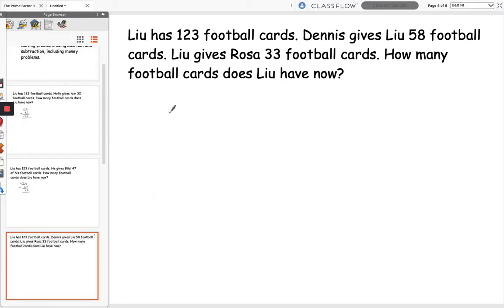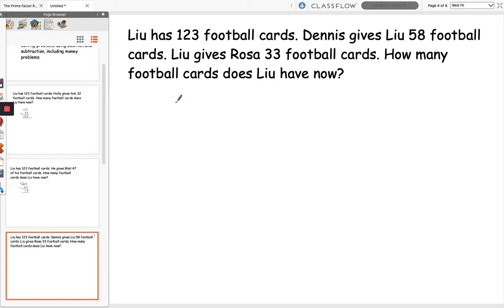So this one, Liu has 123 football cards. Dennis gives Liu 58 football cards. Liu gives Rosa 33 football cards. How many football cards does Liu have now? So there would be a variety of ways that you could work this out. You could use mental strategies if you wanted to. I'm going to take a step-by-step approach. So I'm going to look at the first part first.